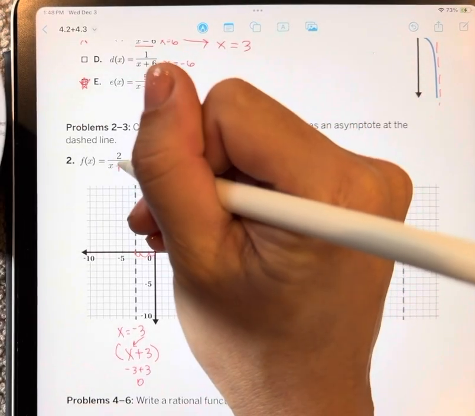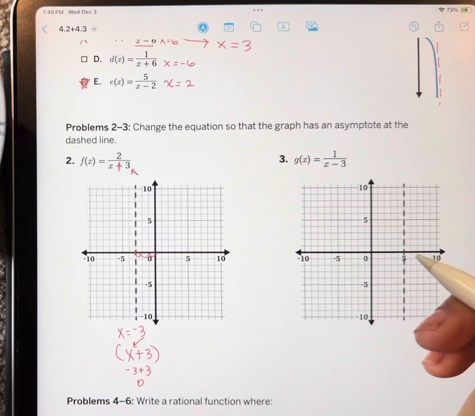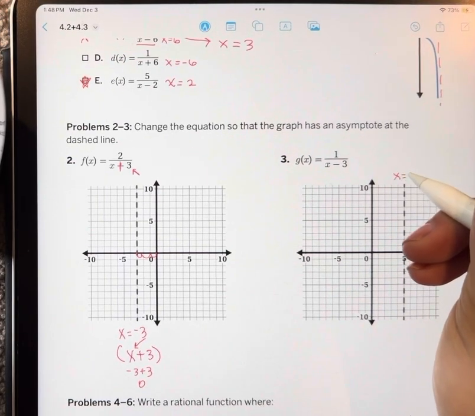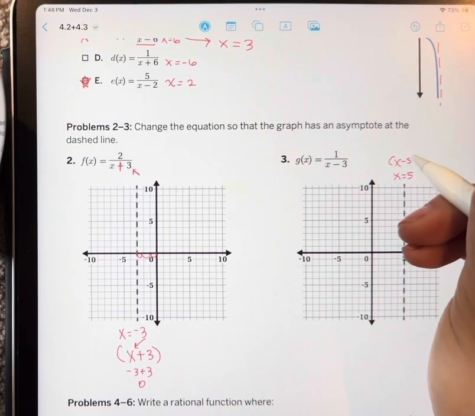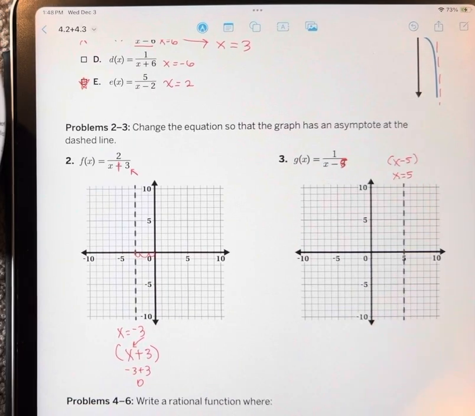So that's the change I'm making. For this one, we want a vertical asymptote at x equals 5. So we need x minus 5 in the denominator. So let's change that 3 to a 5.